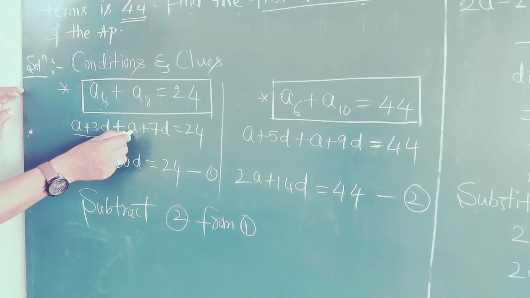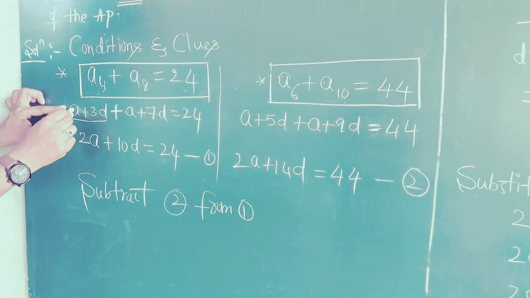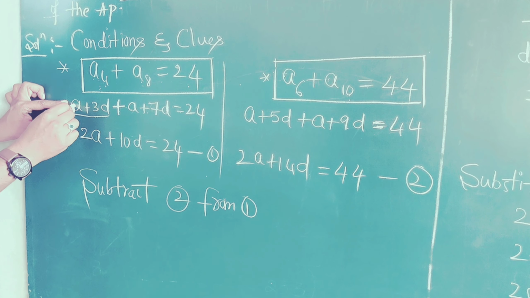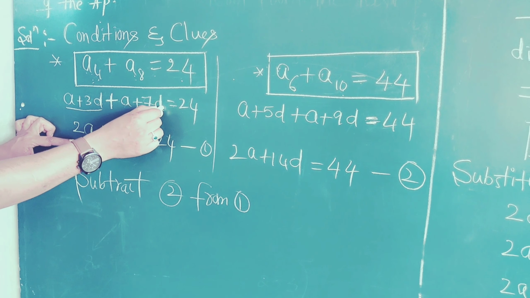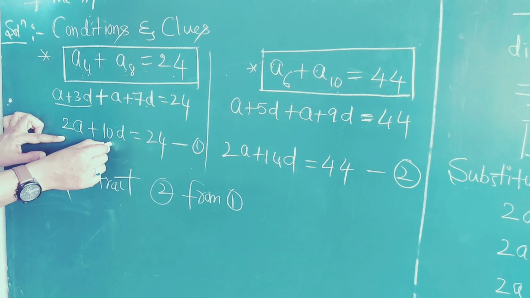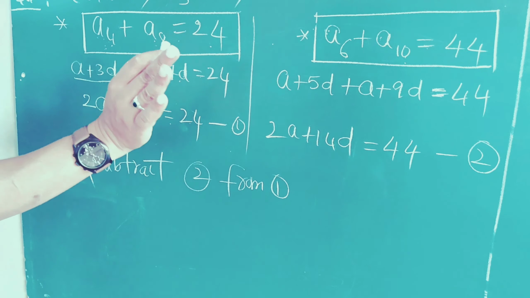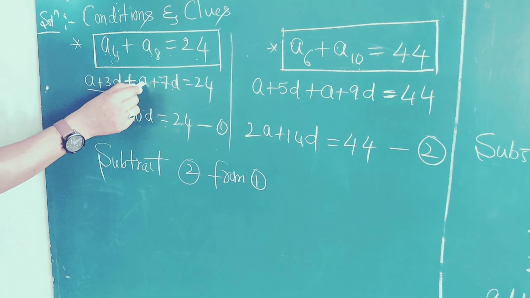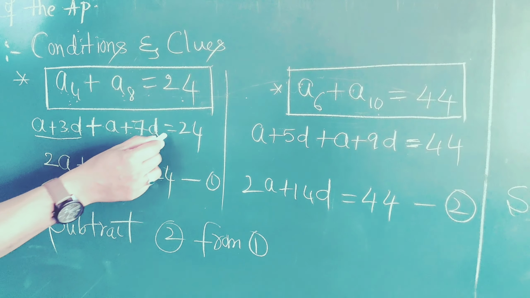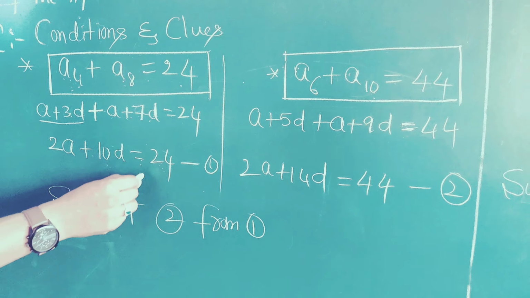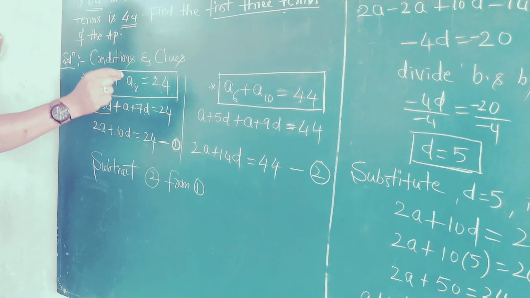Now A and A are the same variables. A plus A is 2A. 3D plus 7D is equal to 10D, and this equals 24. Understand once again? A plus A is 2A, 3D plus 7D is 10D, equal to 24, which we have got now. We will mark this as equation 1.